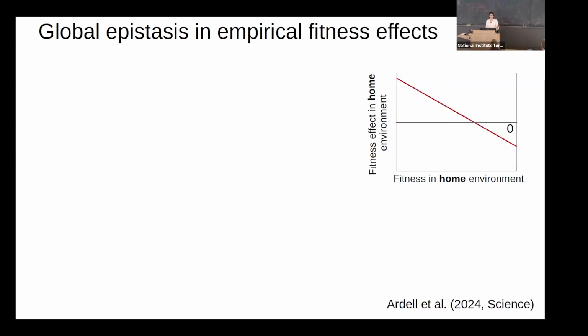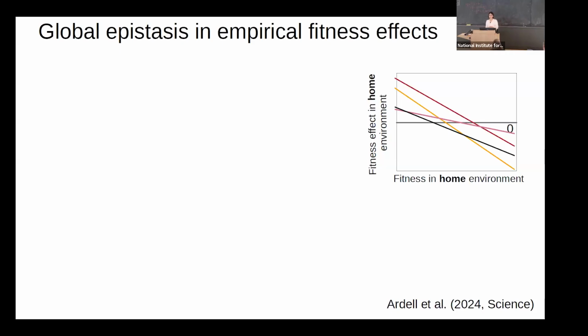So this is just one mutation, but as we saw, there were a lot of different mutations, and so we can represent these different mutations as follows. These are the fitness effects for different mutations in the home environment as a function of the fitness in the home environment. And so these fitness effects on average decrease. They go from being primarily beneficial to primarily deleterious as fitness increases in the home environment. And this is known as global epistasis.